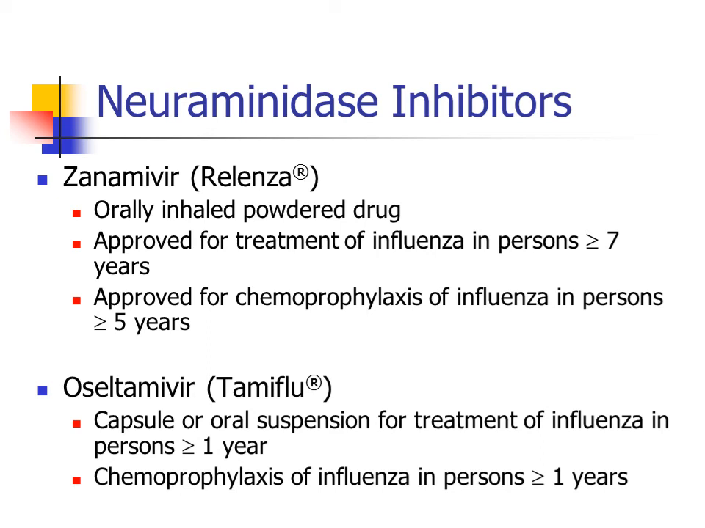Oseltamivir is available in a capsule or oral suspension form, and it's indicated for the treatment of influenza in persons greater than or equal to 1 year old, as well as chemoprophylaxis of influenza in persons greater than or equal to 1 year old. That being said, in 2006, Roche and the FDA notified healthcare professionals via a MedWatch bulletin.